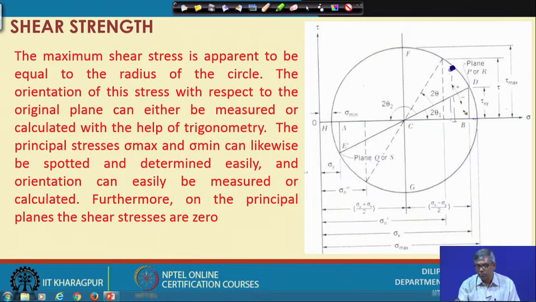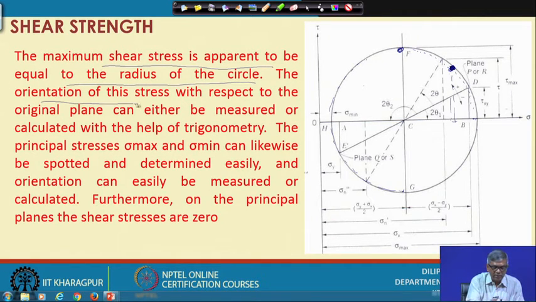Now, if I move by rotating the plane, shear value is increasing along this. If I go like this, like this, like this, it reaches a maximum value at this point, and then if I further rotate, again the shear value will be decreasing and at some point it will reach this value. So, that means the maximum shear stress possible will be equal to the radius of the circle. So, that is the first thing noted here: the maximum shear stress is apparent to be equal to the radius of the circle.